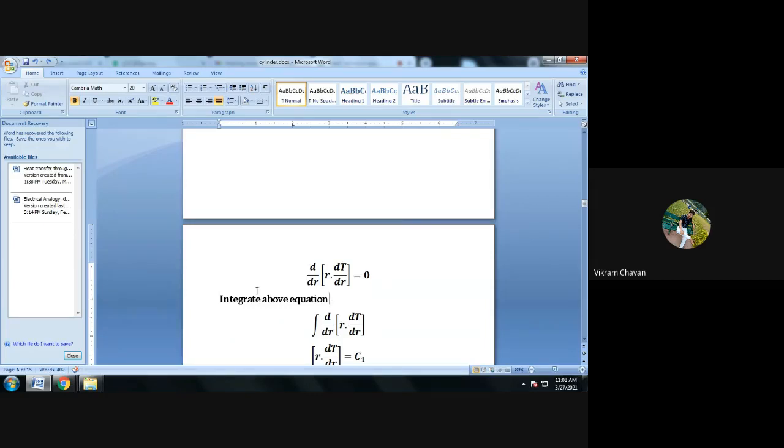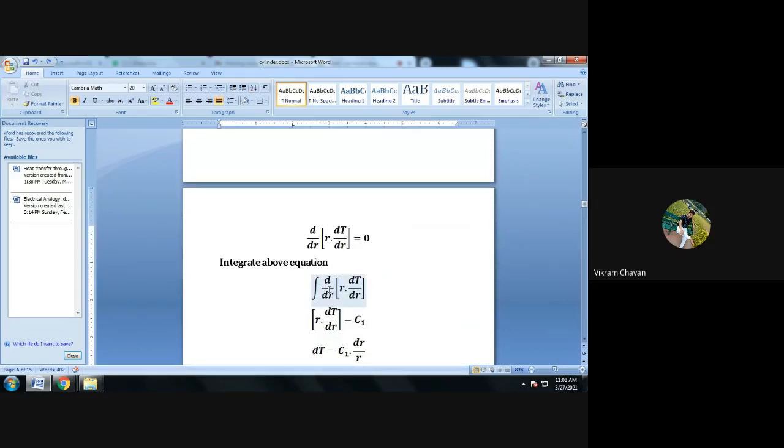Okay, so then further we have to integrate this equation. In the first integration, one differentiation will be cancelled for the integration. One integration, one differentiation will be cancelled. So the remaining part is only this bracket r multiplied by dt divided by dr, and we have to introduce one integration constant, that is nothing but c1. So we will get the equation as r multiplied by dt divided by dr is equal to c1.